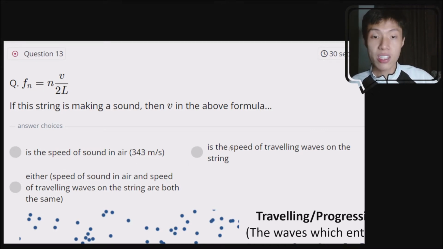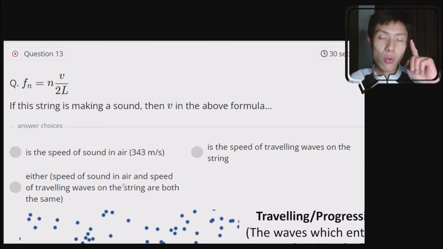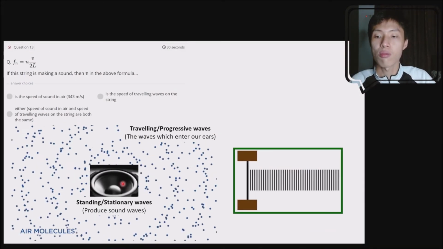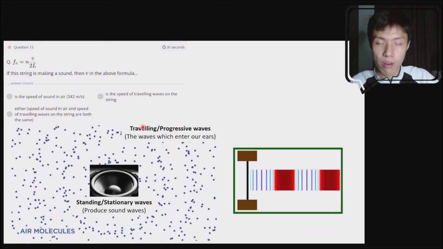You can substitute in this or this. So what should you substitute here for the v over here? Whether it's the speed of sound in the air, or the speed of the traveling wave in the string, or either of them. Okay, so to understand this concept more properly, let's talk about the difference between standing wave and traveling wave.